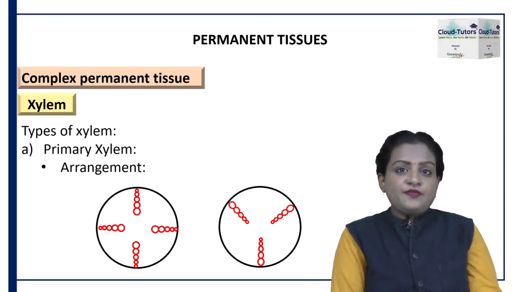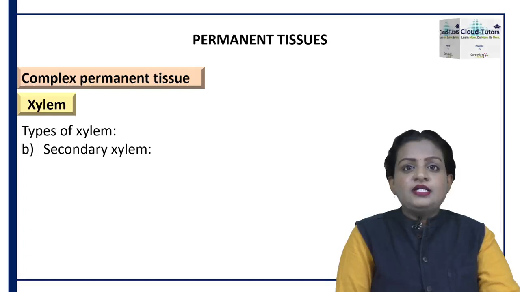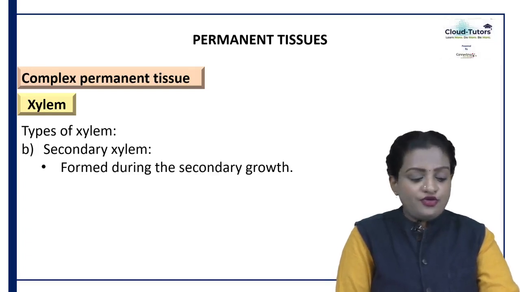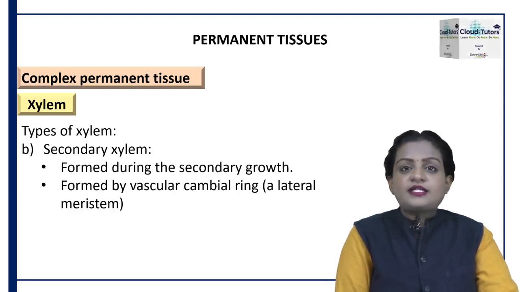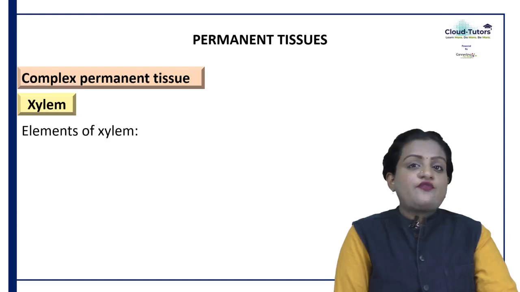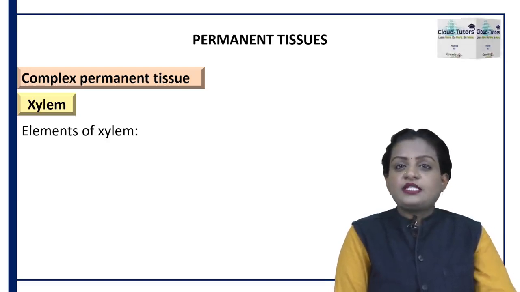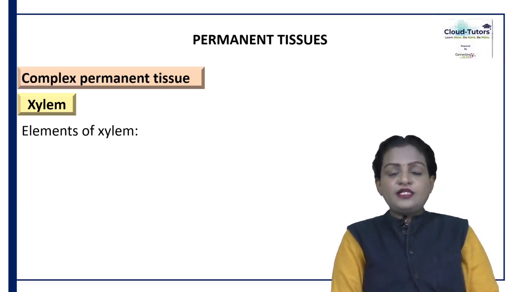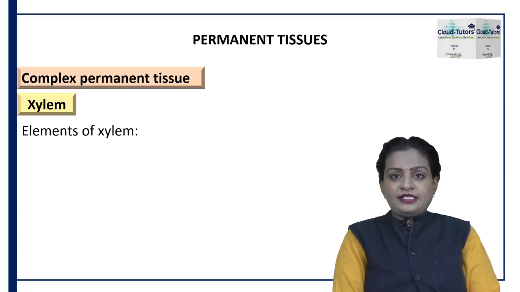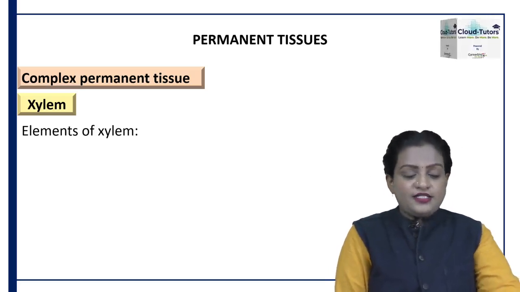Now this is about our primary xylem. If we go to secondary xylem, as the name says, they are formed during the secondary growth, formed by vascular cambial ring, a lateral meristem, and there are 4 main elements of xylem. So we have studied in lower classes the 4 elements: tracheids, vessels, xylem fibers and xylem parenchyma. So here we will be seeing one after the other.